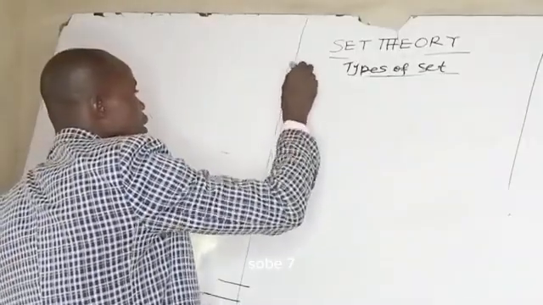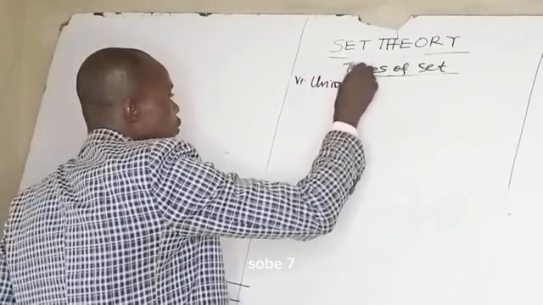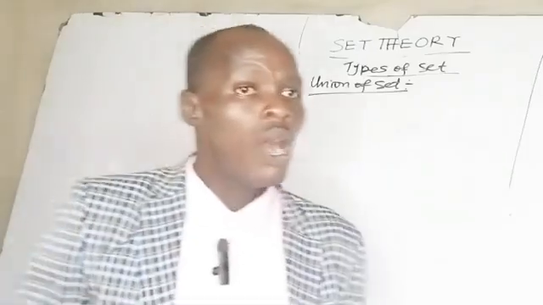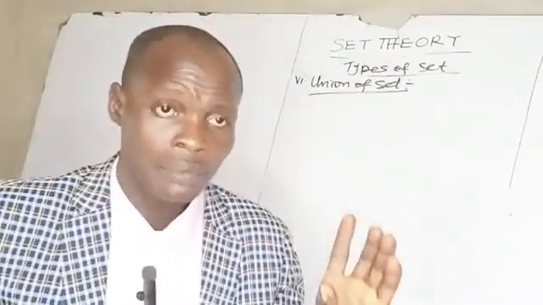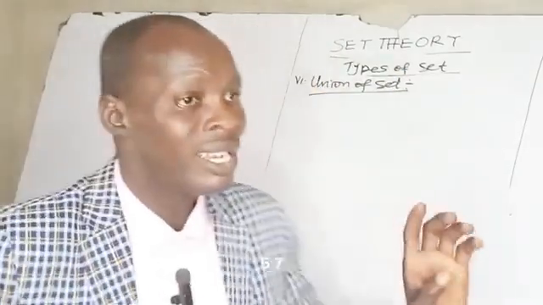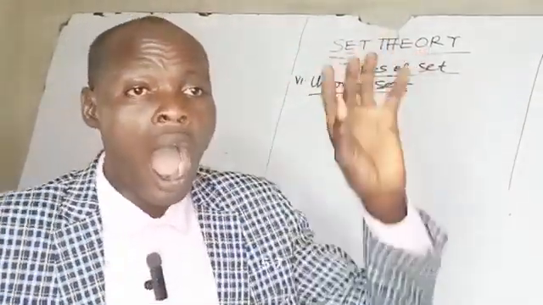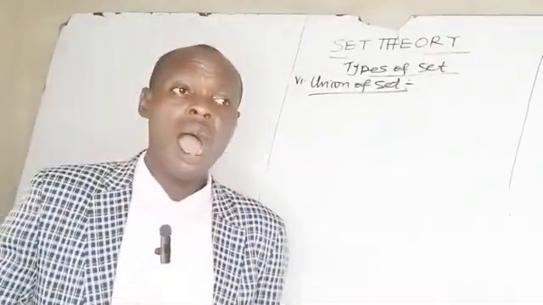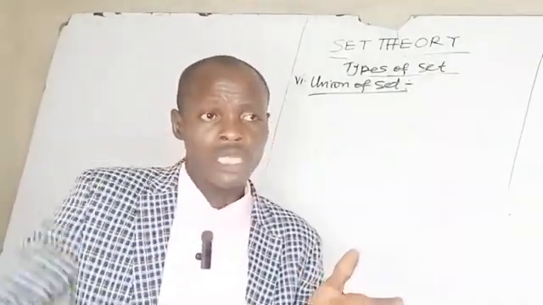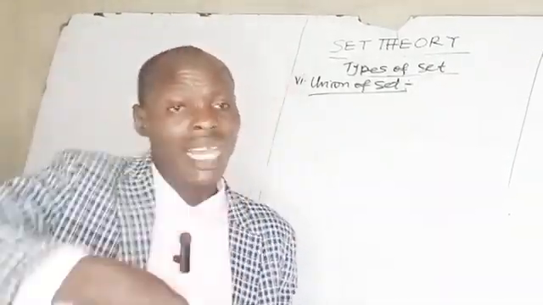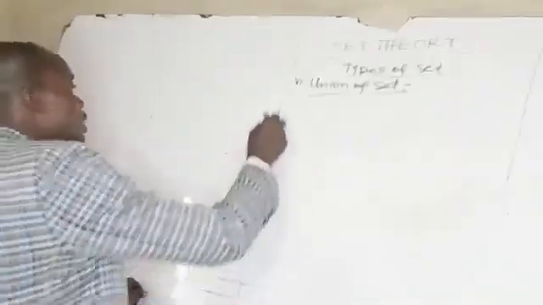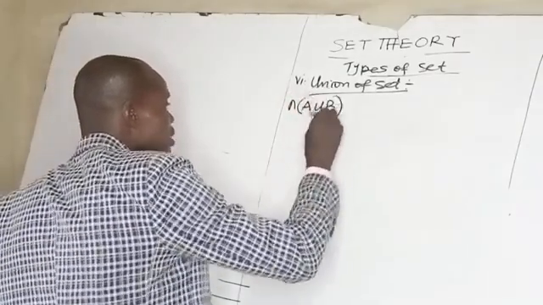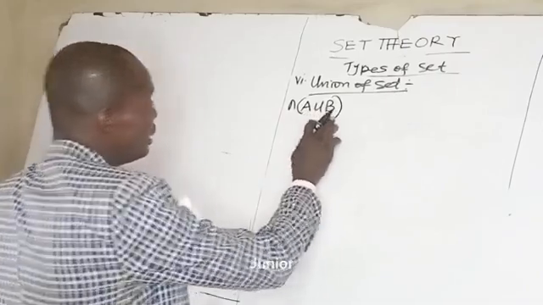Number 6, union of sets. The union of sets A and B is a single set that contains all elements of set A or set B or both sets A and B. This is written as A union B.